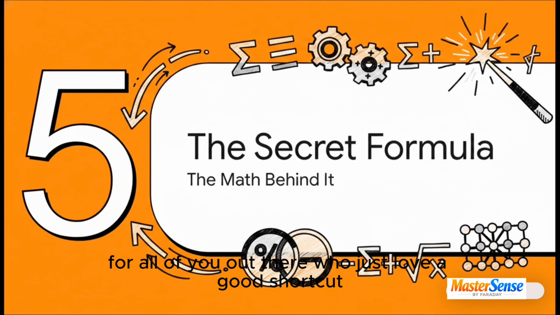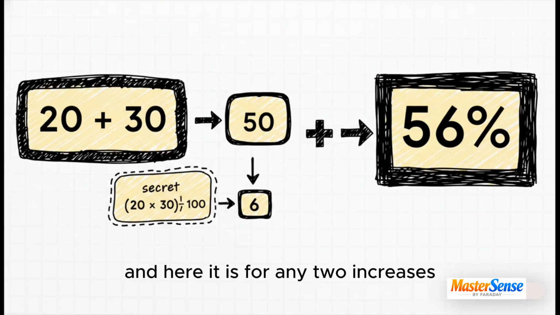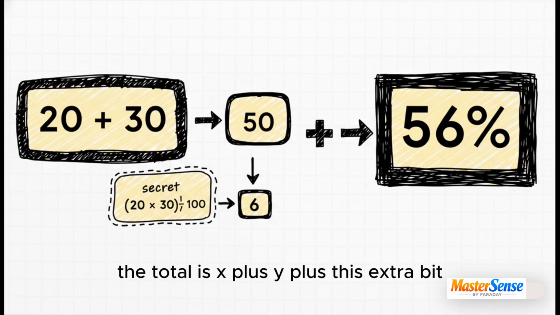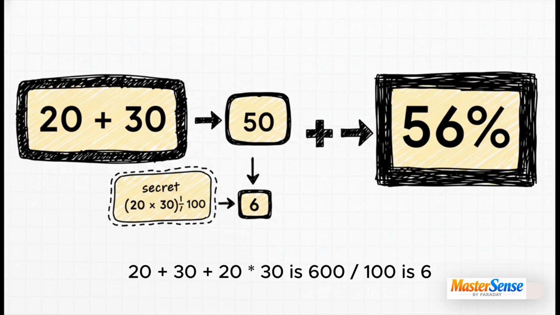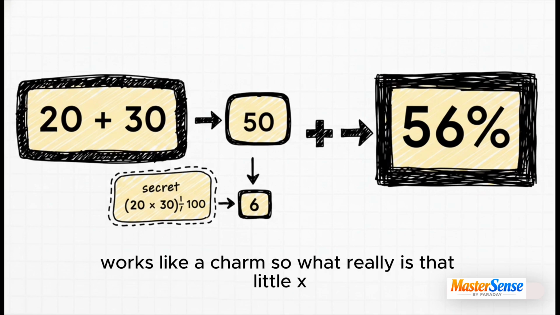Now, for all of you out there who just love a good shortcut, there's actually a neat little formula that explains all of this. Let's pull back the curtain and look at the math behind the magic. And here it is. For any two increases, x and y%, the total is x plus y plus this extra bit, x times y, divided by 100. Let's try it with our numbers. 20 plus 30 plus 20 times 30 is 600, divided by 100 is 6. So you get 50 plus 6, 56%. Boom! Works like a charm.